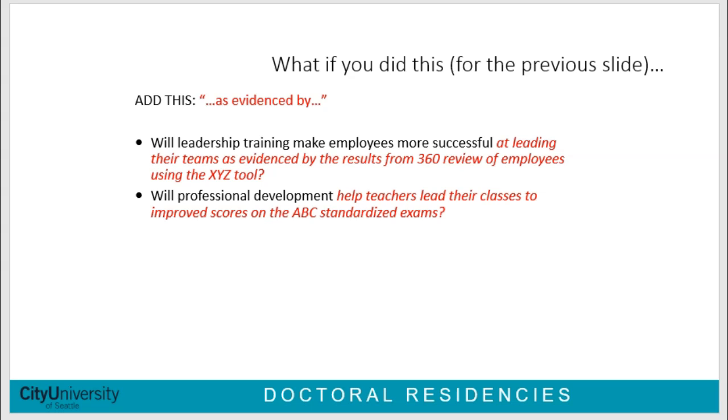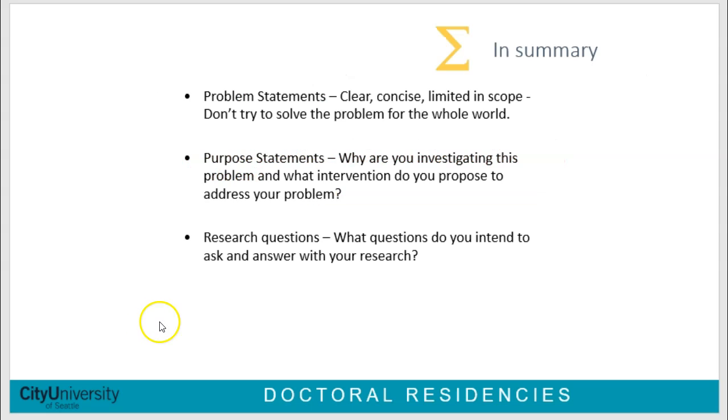Will professional development help teachers lead their classes to improve scores on the ABC standardized exam? Again, you'd want to define what you mean by professional development, but this is better because it gives you more information about what you're looking at. I would want to see, will XYZ professional development program help teachers in the K through 12 system lead their classes to improve scores on the ABC standardized exam? And be even more specific: if the ABC standardized exams happen every year for every grade level, then that's fine. But what if they only happen in the 5th grade and then the 9th grade? You'd want to say that in the research question to narrow that down even more.